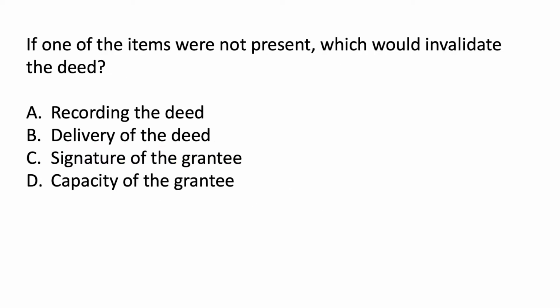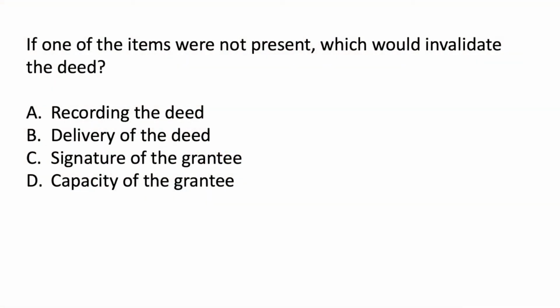Now, if one of the items were not present, which would invalidate the deed? Is it the recording of the deed? Remember, we talk about that a lot, don't we? And the thing we always remember is recording a deed is not mandatory. So it's not recording of the deed. Is it delivery of the deed?